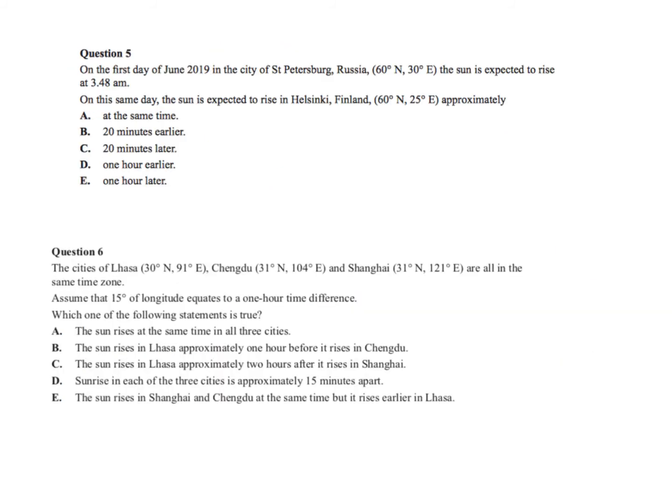Okay, keep going. On question 5, on the first day of June in 2019, in the city of St. Petersburg, Russia, the sun is expected to rise at 3:48 a.m. On the same day, the sun is expected to rise in Helsinki, Finland, approximately. So they want to know the difference. We're just looking at the longitudes here. Because St. Petersburg, Russia, is bigger, it got the sunrise first.